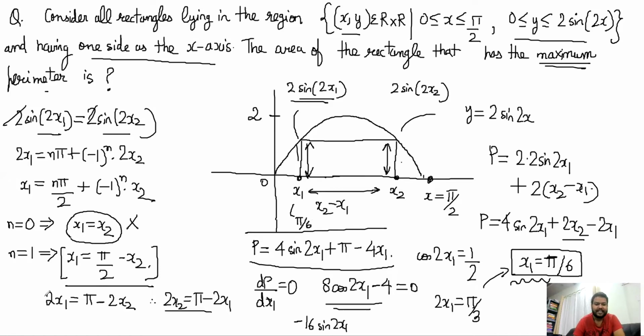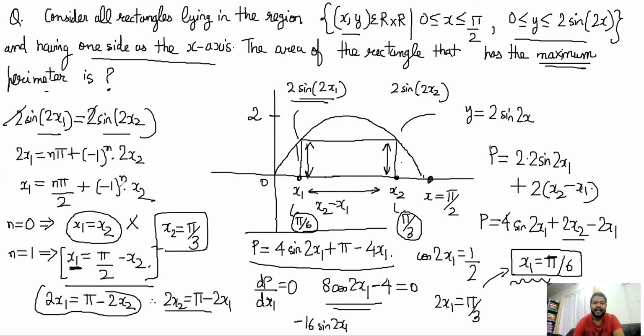So clearly, since x1 is pi by 6, x2 must be equal to pi by 2 minus x1. So x2 is equal to pi by 3. X2 has come out to be pi by 3. So x1 is pi by 6, x2 is pi by 3. And now I need to find the area of this rectangle.